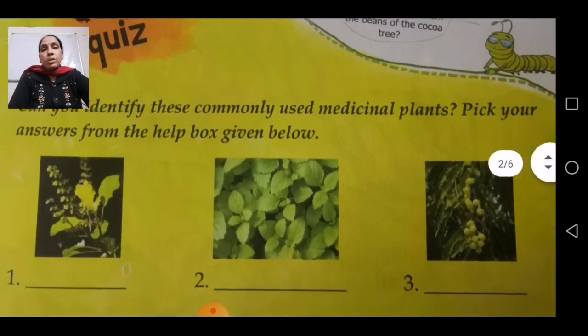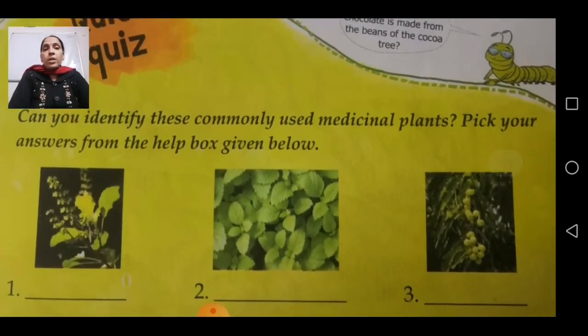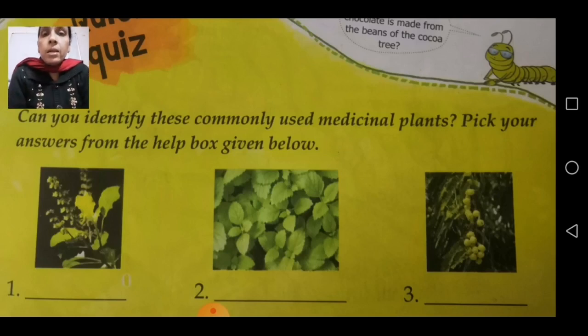The first one is very important. It is your tulsi. If you have a problem like cough and cold, the tulsi plant is very beneficial in cough and cold.